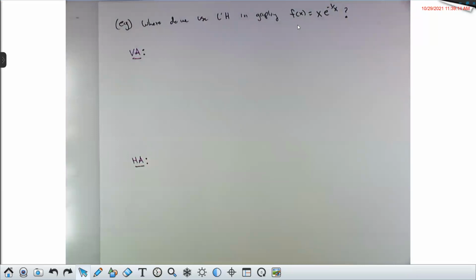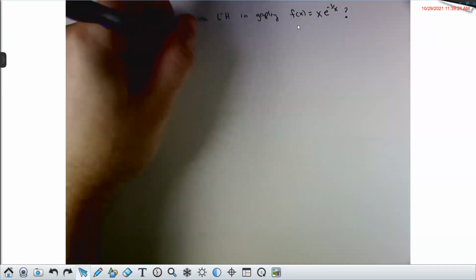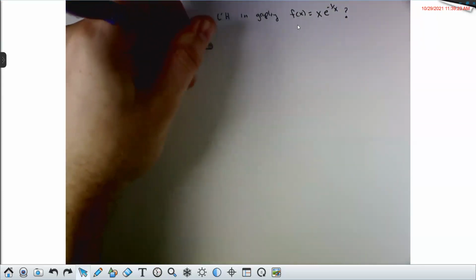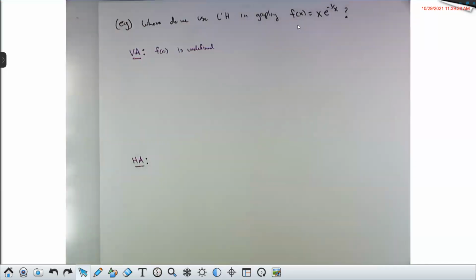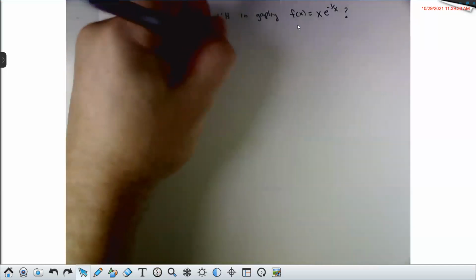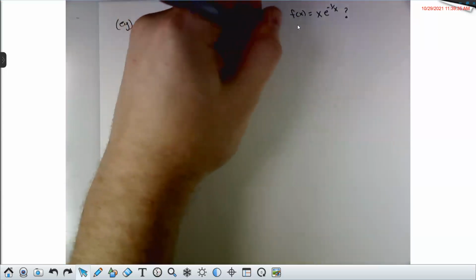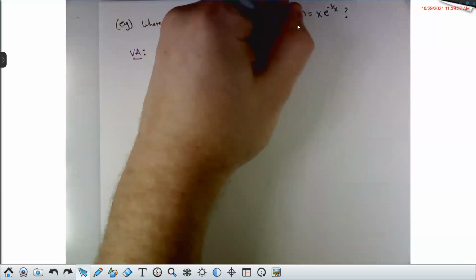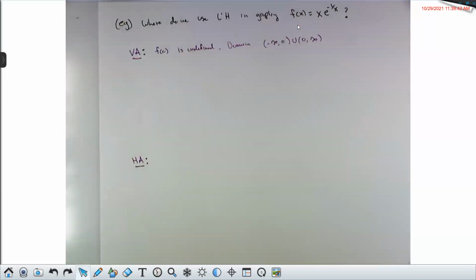Places where this function is undefined, looks like just at 0, right? Because you'd have e to the negative 1 over 0. Our domain here is negative infinity to 0, unioned with 0 to infinity. And if we want to know what's going on at 0, is it a hole? Is it a vertical asymptote? Is it something else? Then we would investigate with a limit.